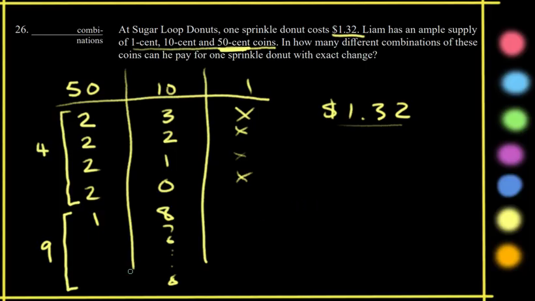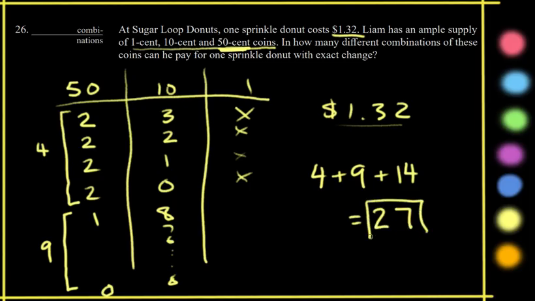And then we've got one more case, which is, I'm running out of room here, but one more case where you have 0 50-cent pieces. And there's going to be an additional 5 options there. So you're going to have, in total, 4 where you have 2 50-cent pieces. You're going to have 9 possibilities where you have 1 50-cent piece. And then you're going to have 14 where you have 0, right? That'll be anywhere from 0 up to 13 dimes. So we just need to add up these numbers. Let's see. So that'll be 27, right? We'll have 27 different combinations of ways to pay for that sprinkle donut at Sugarloaf Donuts. Okay, so our answer is 27.